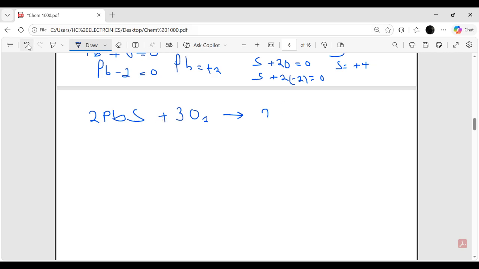well, again this is 3 again, so it's going to be 3PbO, okay, plus 2 sulfur dioxide. Okay, this is solid, this is gas, okay.